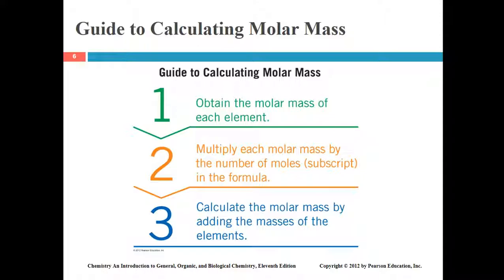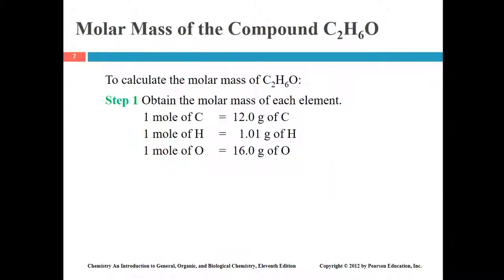So our guide to calculating the molar mass is: we need to obtain the molar mass of each element, multiply each molar mass by the number of moles, or subscript, in the formula, and calculate the molar mass by adding the masses of the elements together. So in other words, we're not just looking up one element, but we now need to find the molar mass of a particular compound. So we're going to find the molar mass of carbon, times 2, find the molar mass of hydrogen, times 6, find the molar mass of oxygen, there's only one of them, and then to figure out the overall molar mass of the whole compound, we are going to add those together.